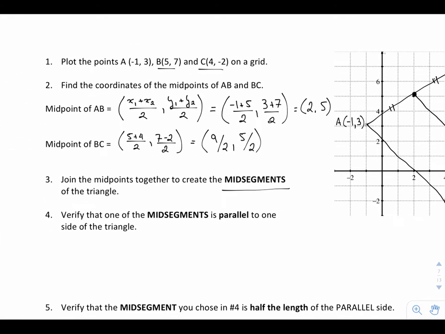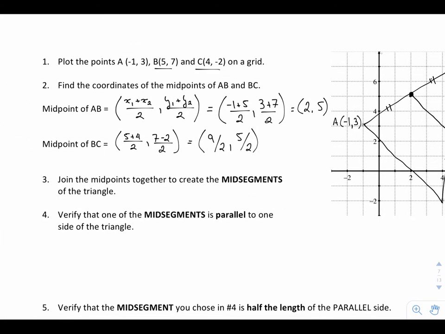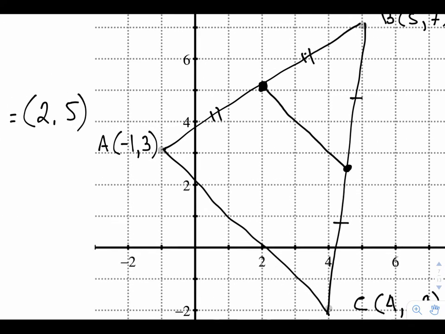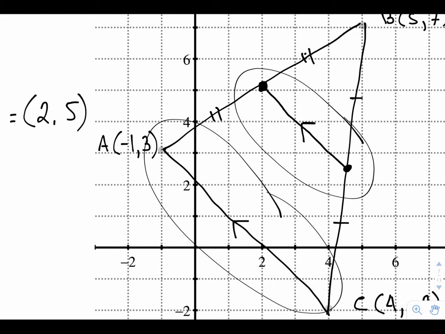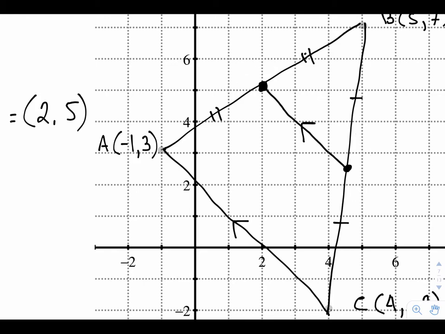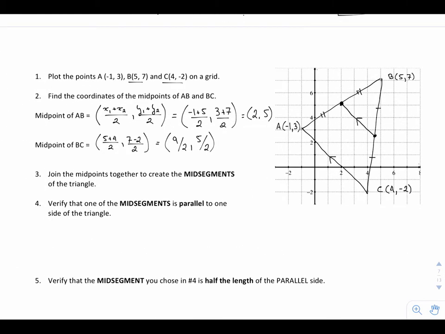And part 4 asks us to verify that the mid-segment is parallel to one side of the triangle. So if you look at the diagram and consider the mid-segment we just drew, which is the only one right now, it's probably going to be parallel to AC. So how do I verify that? Well, let me find the slope of this one and the slope of this one, and find out what they're equal to. If they are the same number, we know that parallel lines have the same slope, and vice versa.